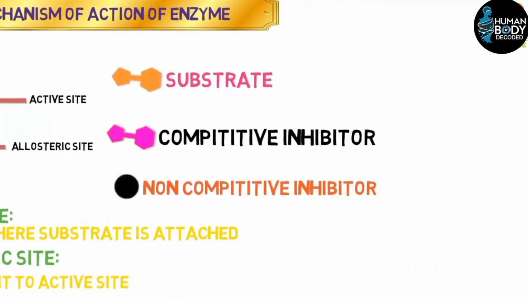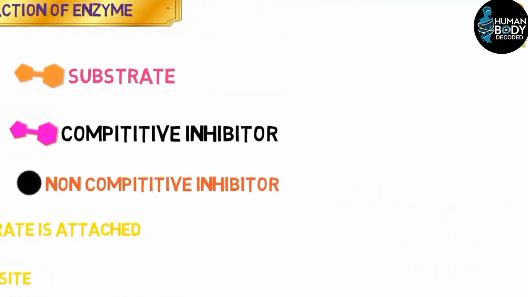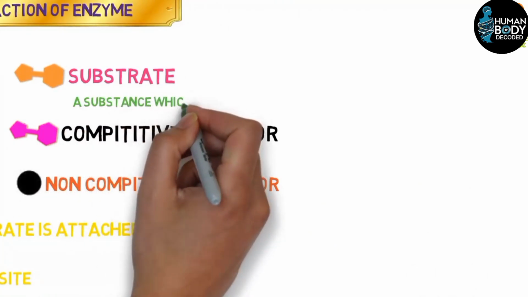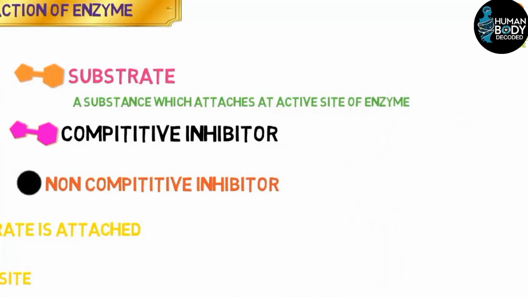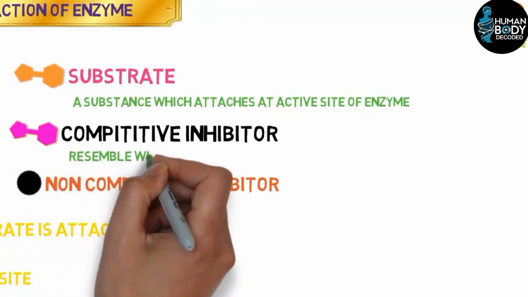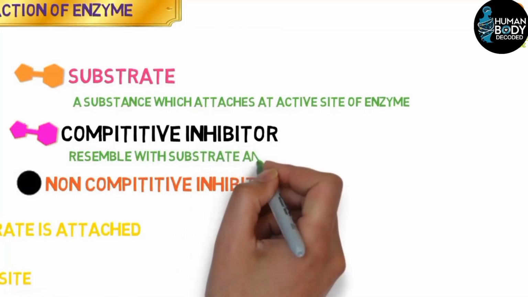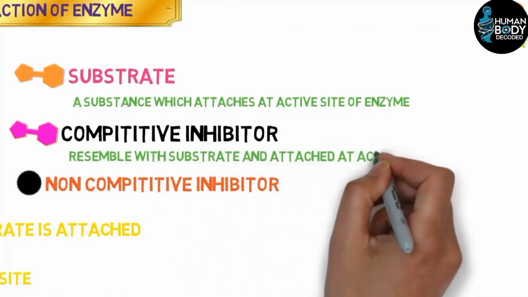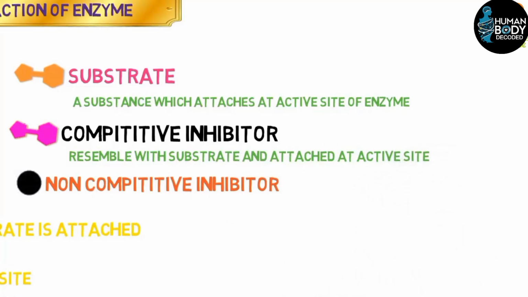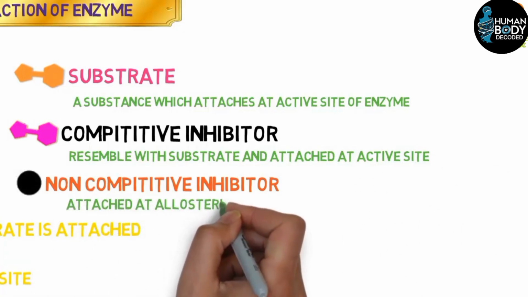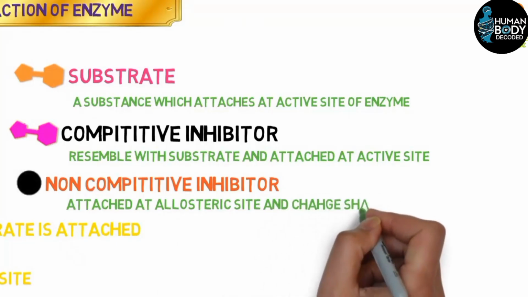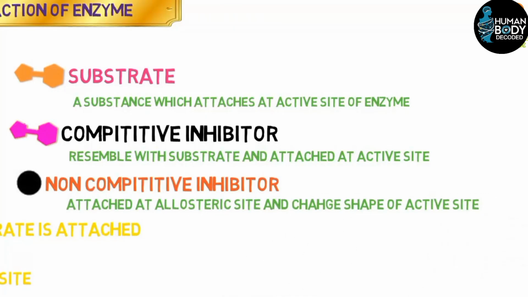Let me define all three again. What is a substrate? The substrate is the substance that fits into the enzyme's active site. What is the competitive inhibitor? The competitive inhibitor resembles the substrate and attaches to the active site, stopping enzyme activity. What is the non-competitive inhibitor? The non-competitive inhibitor attaches to the allosteric site and also stops enzyme activity. Now, how do these three work in the mechanism?